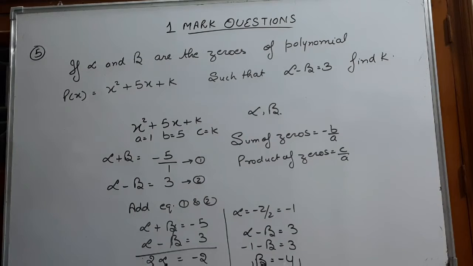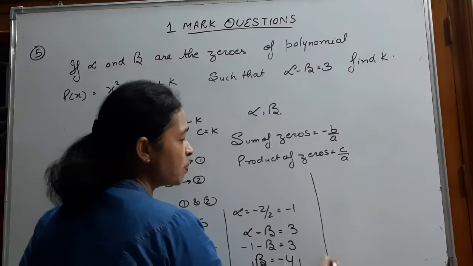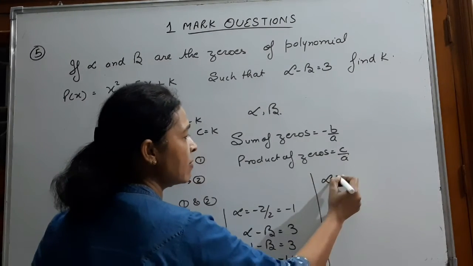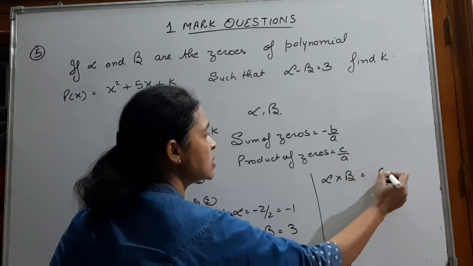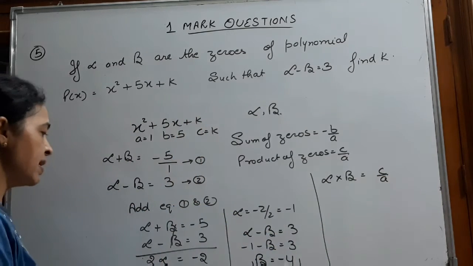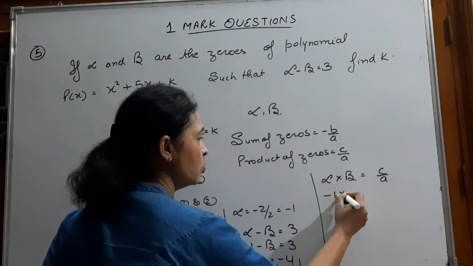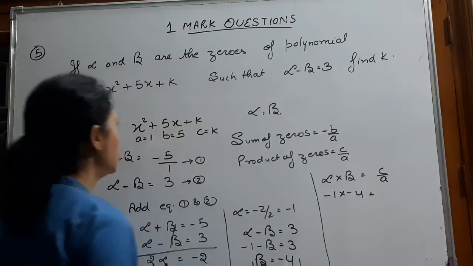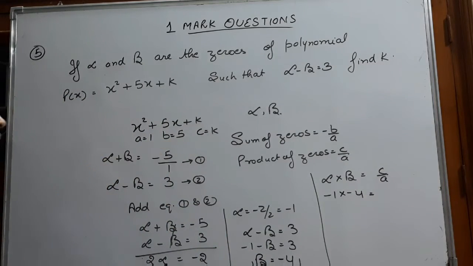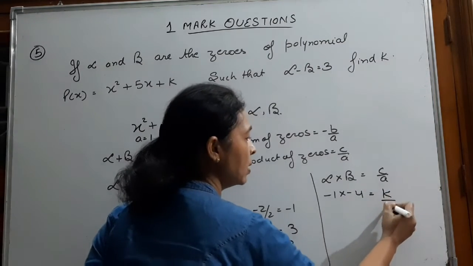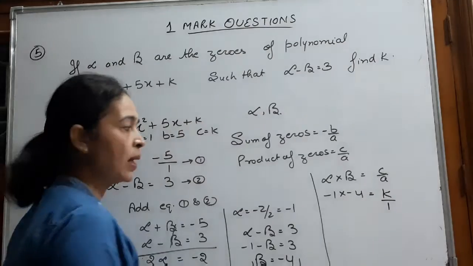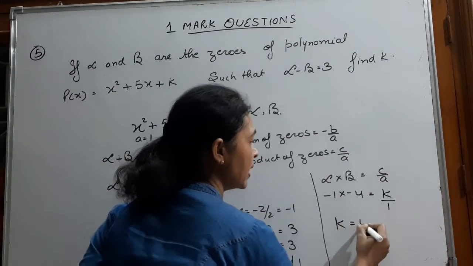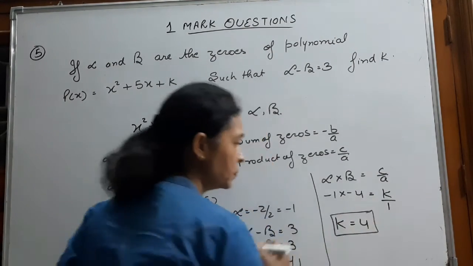Now we have to find the value of k. What is product of zeros? That is alpha into beta is equals to c upon a. What is alpha? Minus 1, into beta is minus 4, equals to c upon a. C is k. K upon 1. Minus 4 into minus 1, 4. Therefore, the value of k is 4.